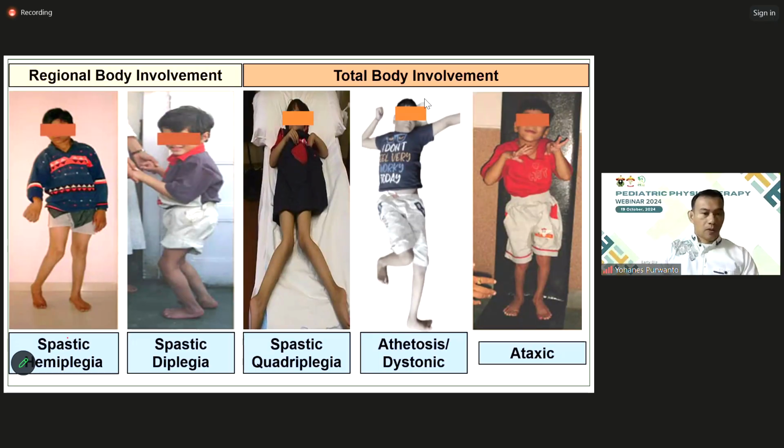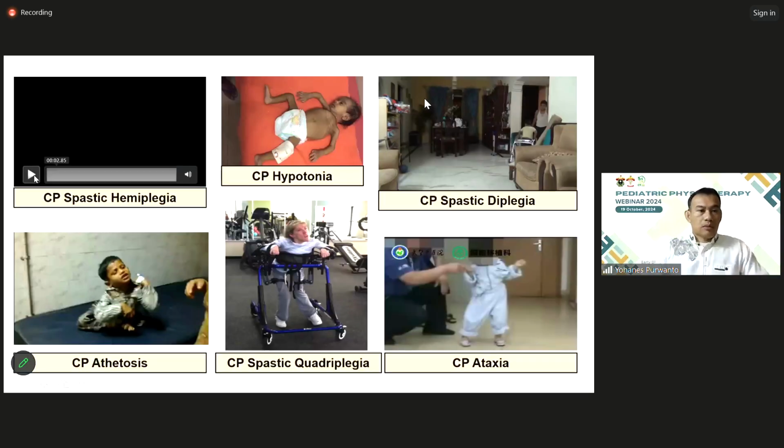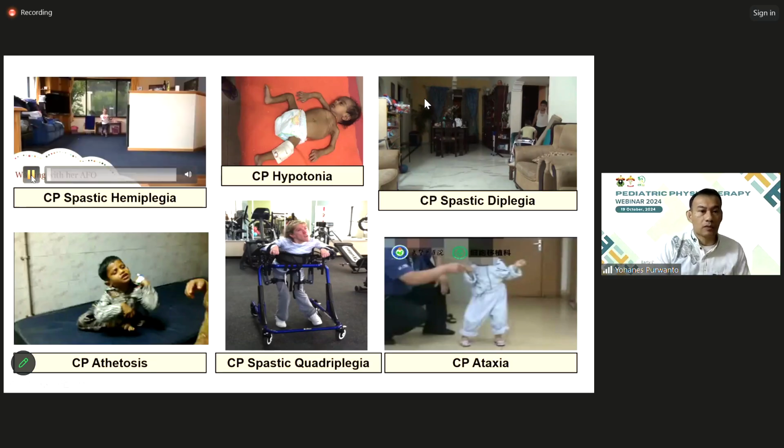This is spastic hemiplegia. This is spastic diplegia. There is a problem here. Asymmetric in one side of the body, and spastic diplegia is the most problem in the lower body, and spastic quadriplegia is all body parts, and this is athetosis or dystonic problem, and the last type is the ataxic problem. I will show you the video here, you can see more clearly about the classification of cerebral palsy.